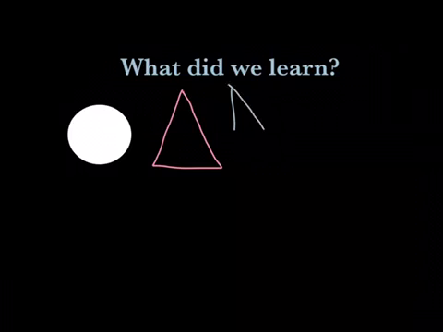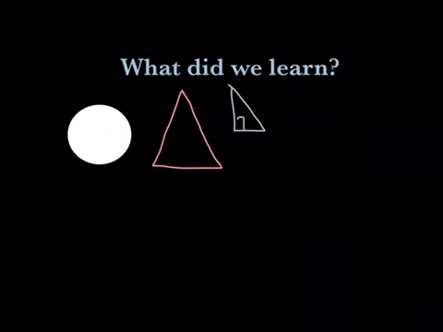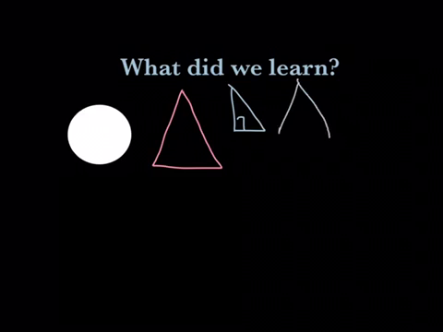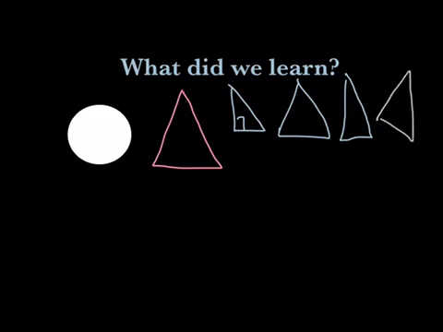We learned the right angle triangle, which is a triangle with 1 right angle. We learned the equilateral triangle, which is a triangle with 3 equal sides. The isosceles triangle, which is a triangle with 2 equal sides. And the scalene triangle, which is a triangle with no equal sides.